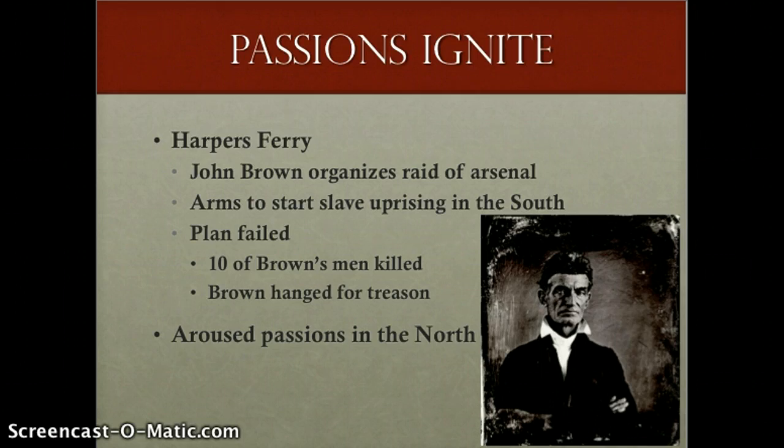The plan failed, and failed pretty miserably. 10 of Brown's men were killed. Brown was eventually arrested after he had initially escaped. He was put on trial and hanged for treason.